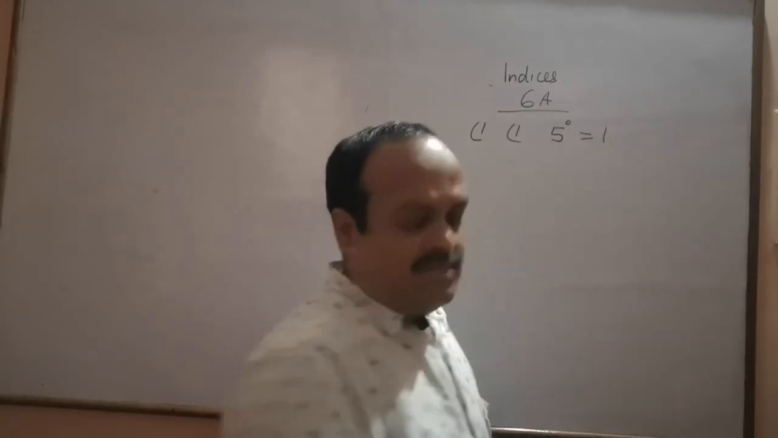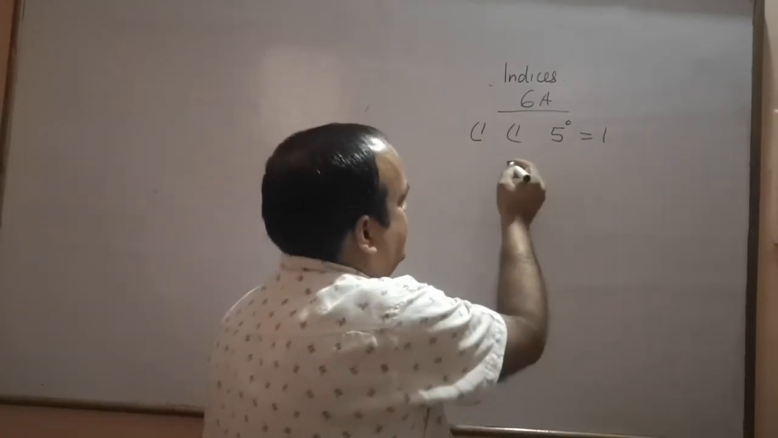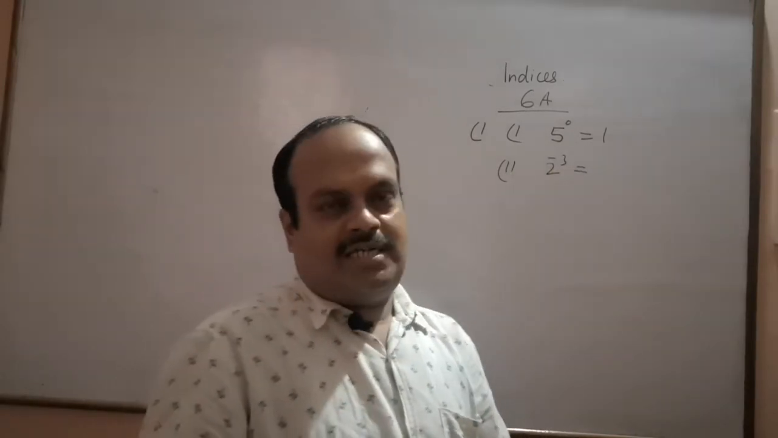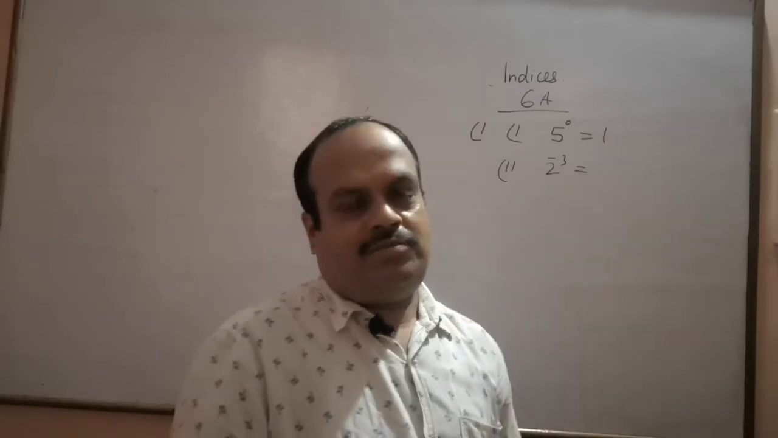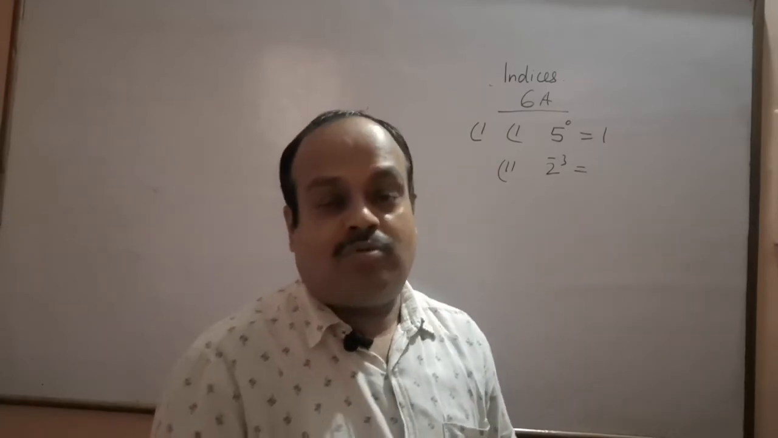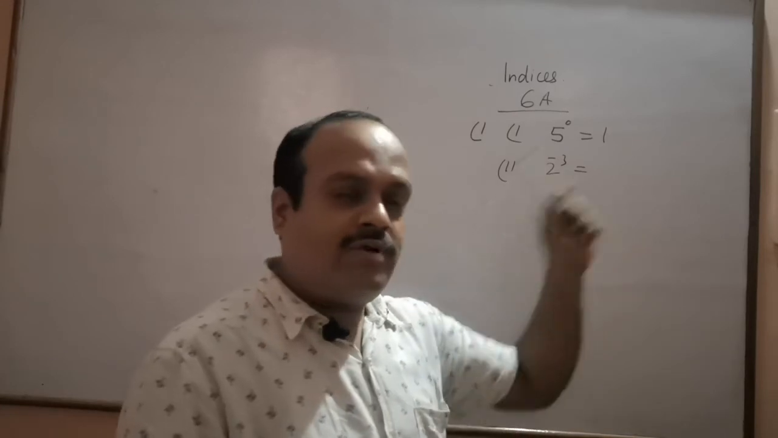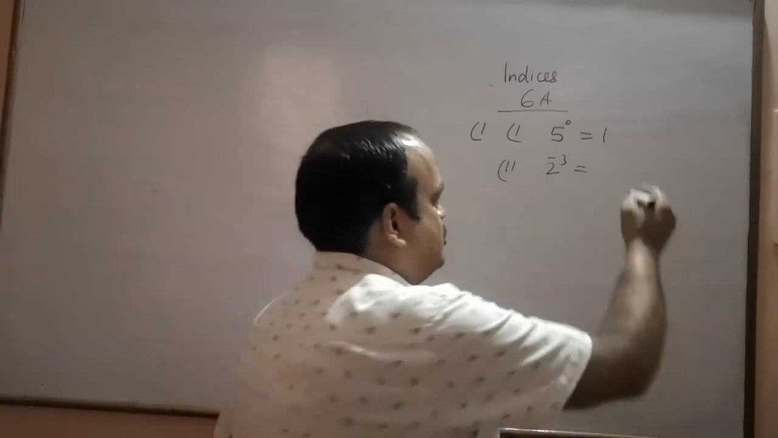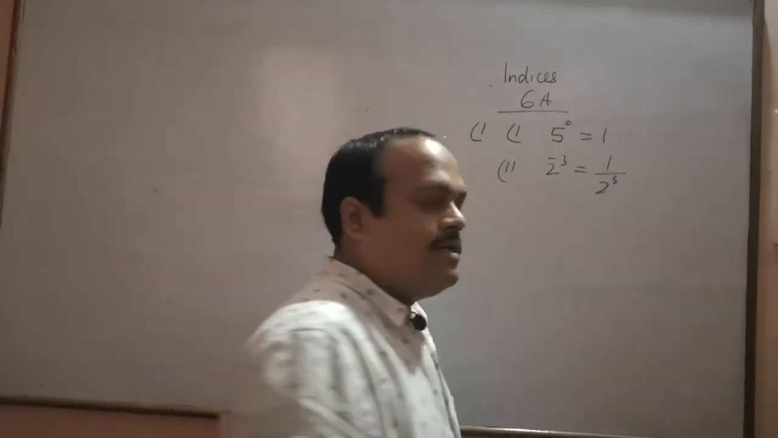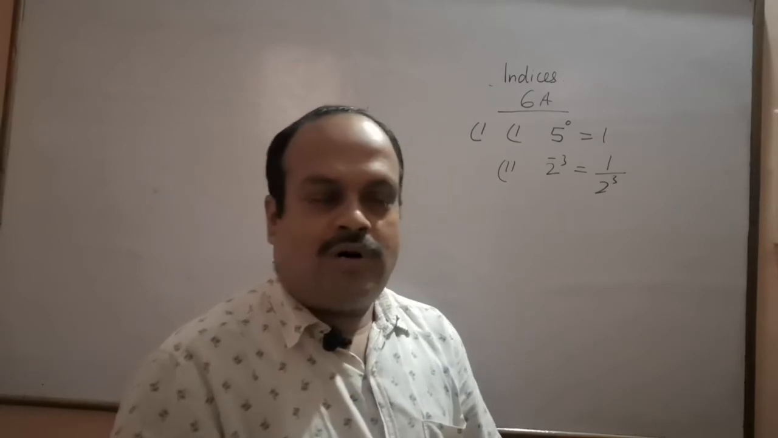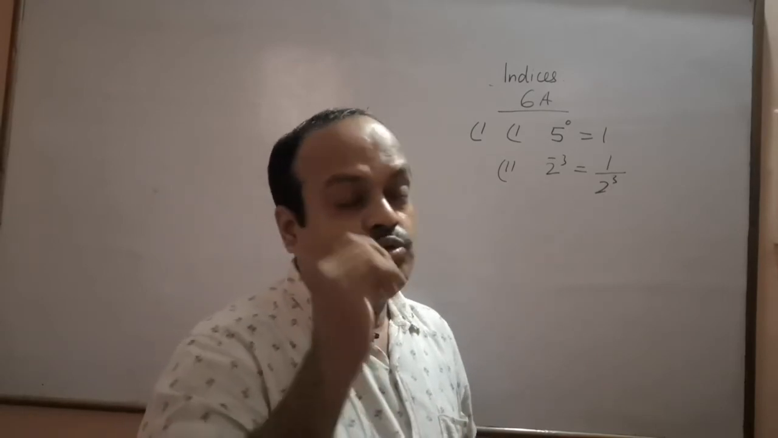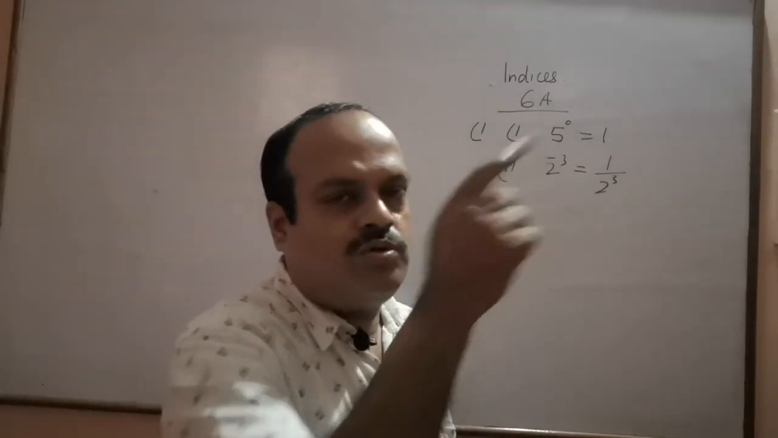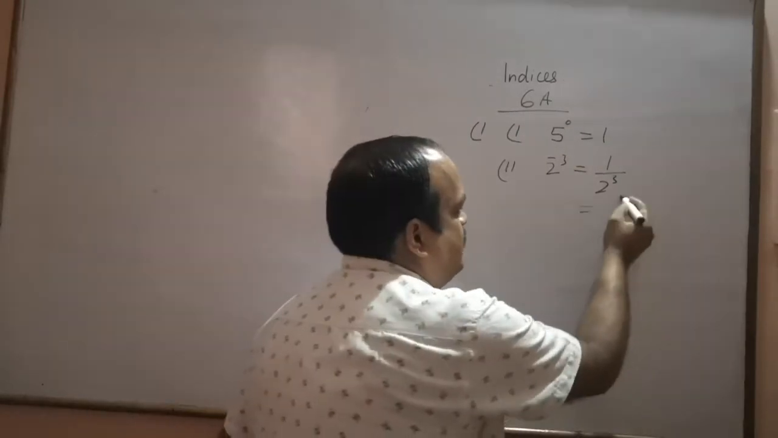Another, 2 to the power minus 3. First you make the power positive. To make the power positive, we will have to take the reciprocal of the base. What is the base here? 2. Its reciprocal will be 1 upon 2. So we will write 1 upon 2 cube, and I know that you know the result of 2 cube is 2 into 2 into 2, finally 8. So we get 1 upon 8.